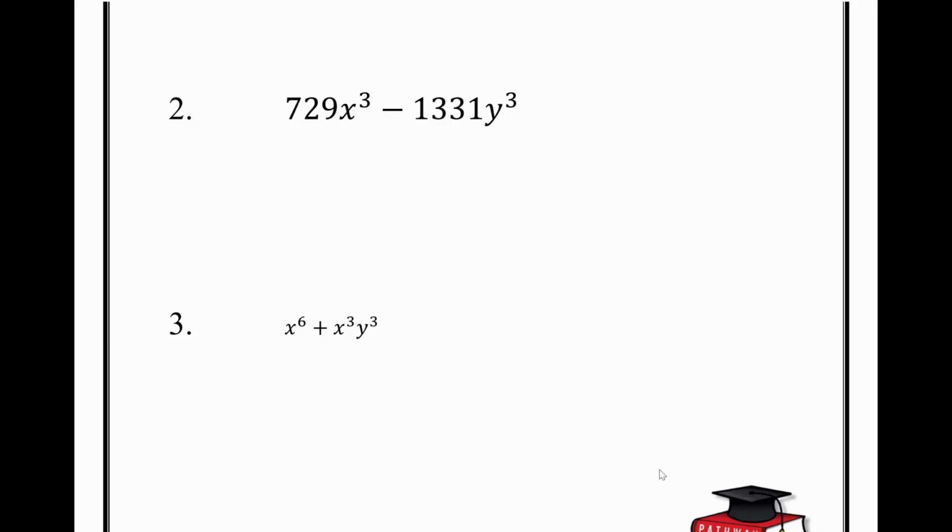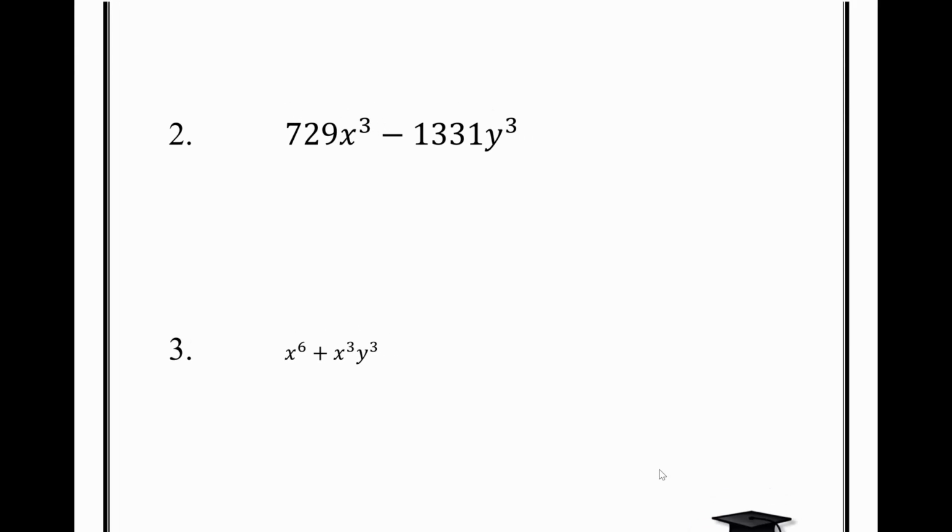Okay, so we have another difference of cubes. For this, we need to find the base of 729 and the base of 1331. If we put that into our calculators, for the base of 729, we just get 9. So 9x, all to the power of 3, minus the base of 1331, which is just 11. So we just get 11y all squared.